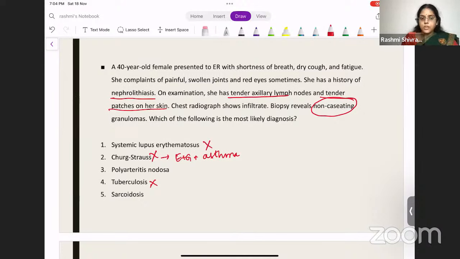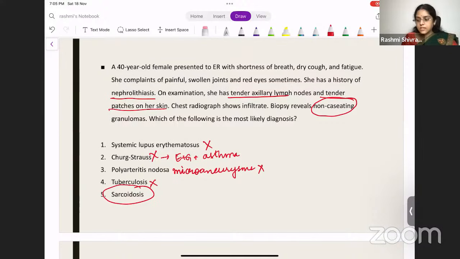So moving on to polyarteritis nodosa. What was the thing that I had told you about polyarteritis nodosa? The biopsy will be showing microaneurysms. Microaneurysms, right? That is a key point for polyarteritis nodosa. But that is also not found in this question, so this also we can rule out. So what is the answer? We now come down to sarcoidosis, right?